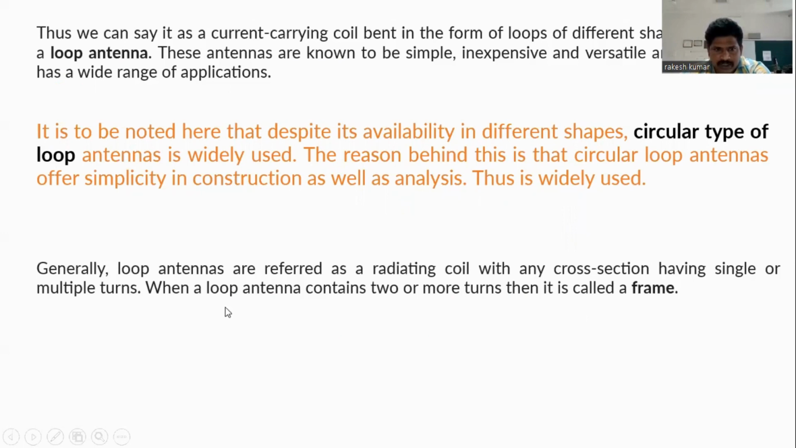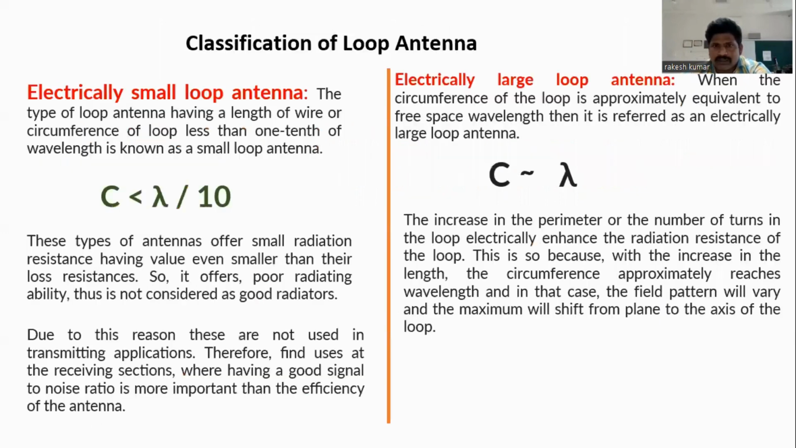Generally, loop antennas are referred to as radiating coils with many cross sections. You can design a loop antenna with a single turn or with many turns. When the loop antenna consists of more than one turn, two or more turns, it is called a frame.